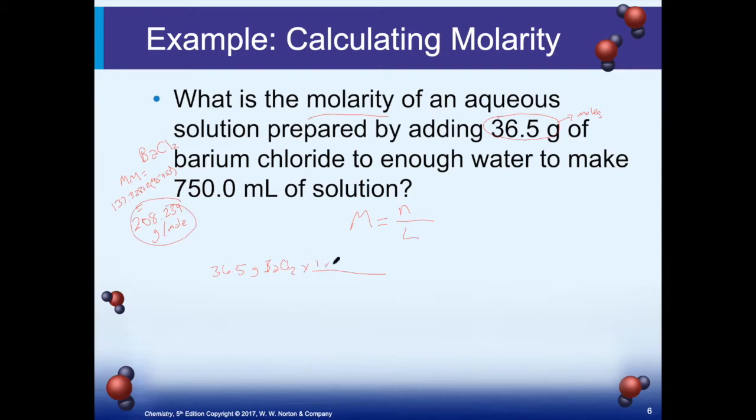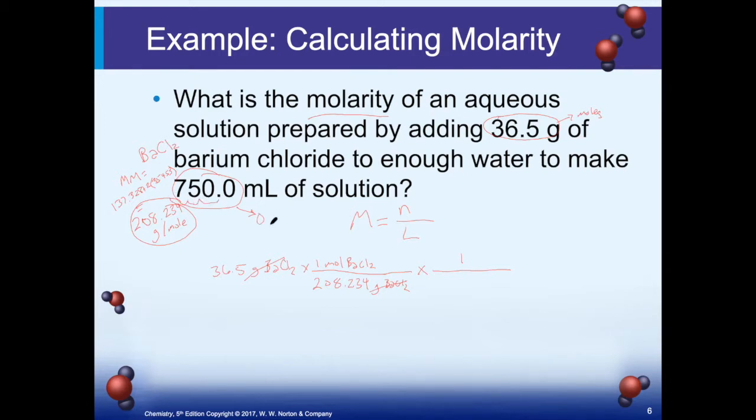So 1 mole of BaCl2 is 208.234 grams of BaCl2, grams of barium chloride over grams of barium chloride. So right now I have moles of barium chloride. The other thing I need to do to get the molarity is divide that by the volume, because it's moles per liter. But what I have here is a volume in milliliters. So if I convert that into liters, I just move the decimal place over 3 places.